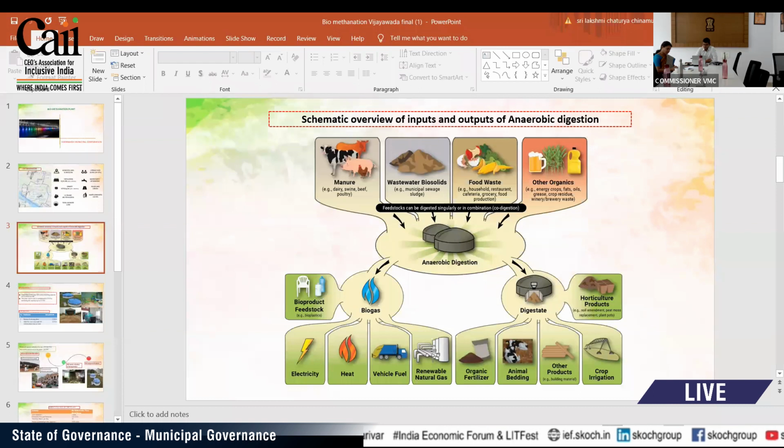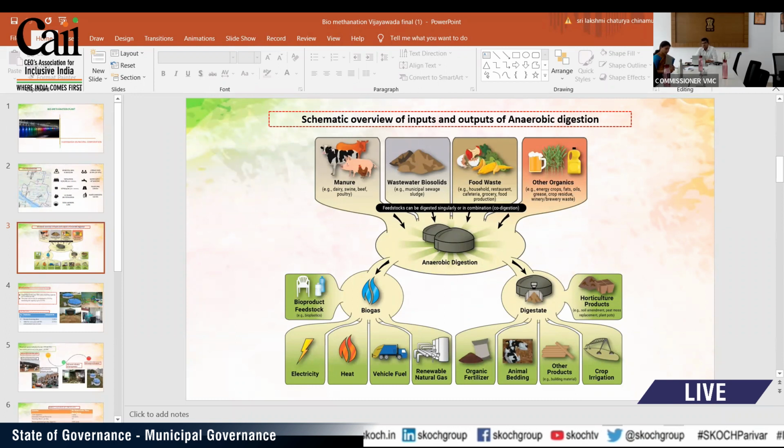From this, we can produce biogas. That is the main output which we produce from the anaerobic digestion process in the biomethanization plant. This biogas in turn can be used as a viable source of energy in order to produce electricity, in order to produce heat, it can be used as bio-CNG in the fuel of the vehicles, or it can also be used as renewable natural gas.